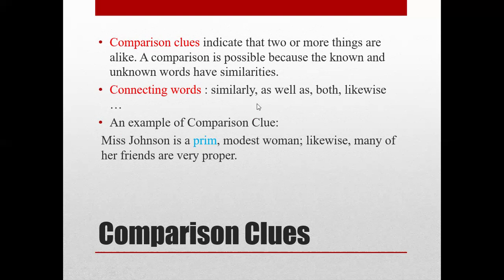So here we have this one: "Miss Johnson is a prim, modest woman. Likewise, many of her friends are very proper." So here we have likewise, and likewise means similarly. When are we supposed to use likewise? Mostly in writing, before the third sentence in body one or body two. You give a topic sentence, and then, let's say that you'd like to provide two examples. If you have two examples to support your main idea, and these two examples are similar, in between we can add similarly or likewise.